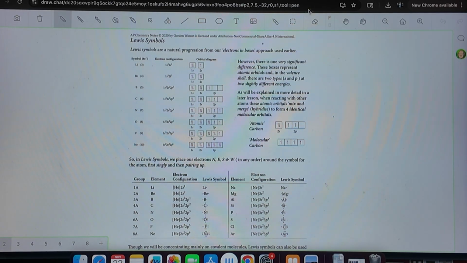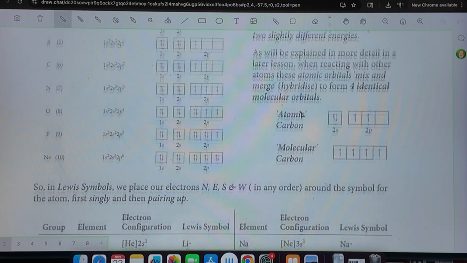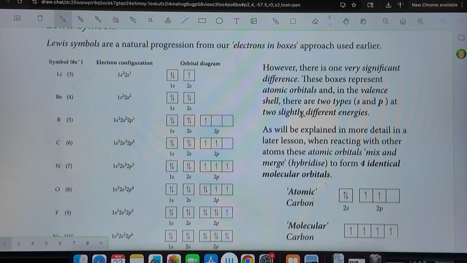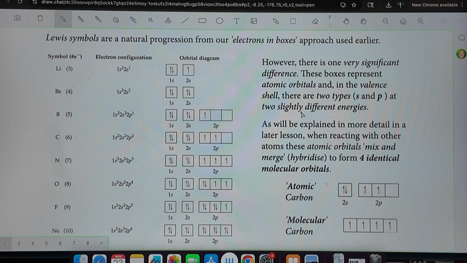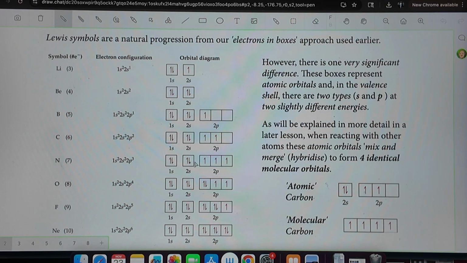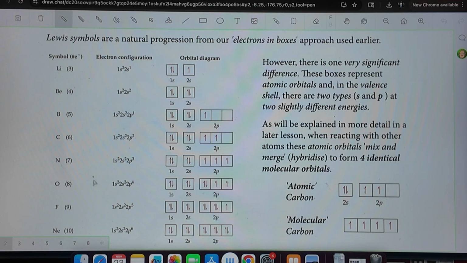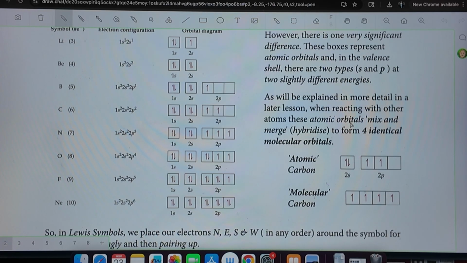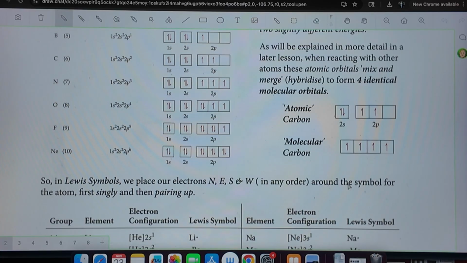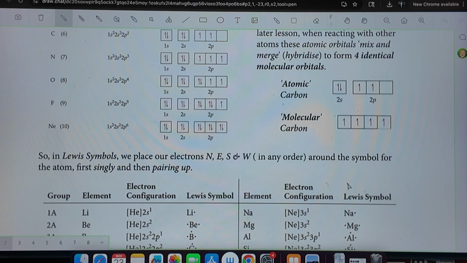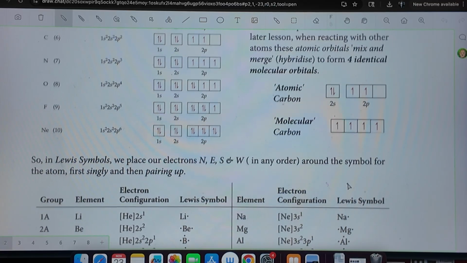Okay, what does this say? Okay, Lewis symbols are a natural progression from our electrons and boxes approaches that we used earlier. So we did electron configuration, and this is like the orbital diagram of the electron configuration for each of these atoms. However, there is one very significant difference. This box represents the atomic orbitals in the valence shell, s and p, at different energy levels. What are they talking about here?